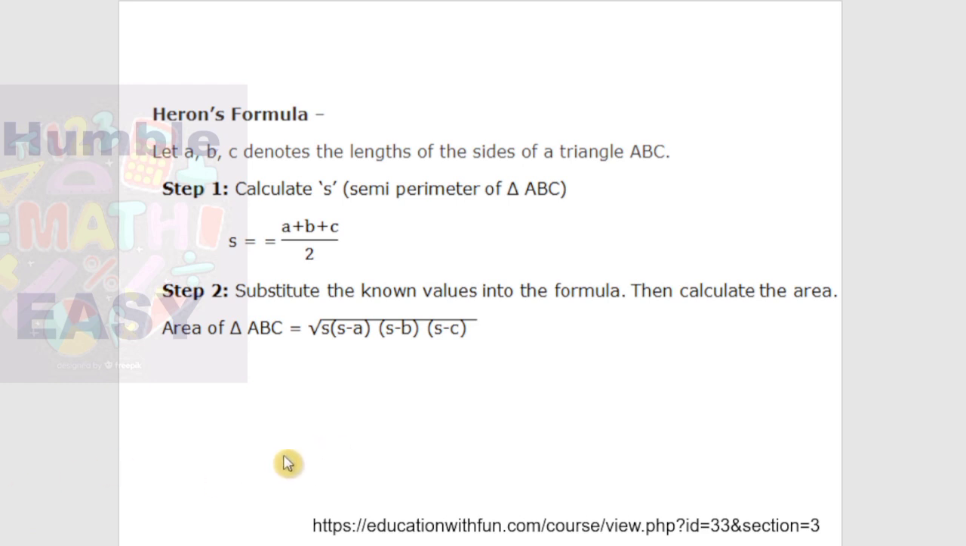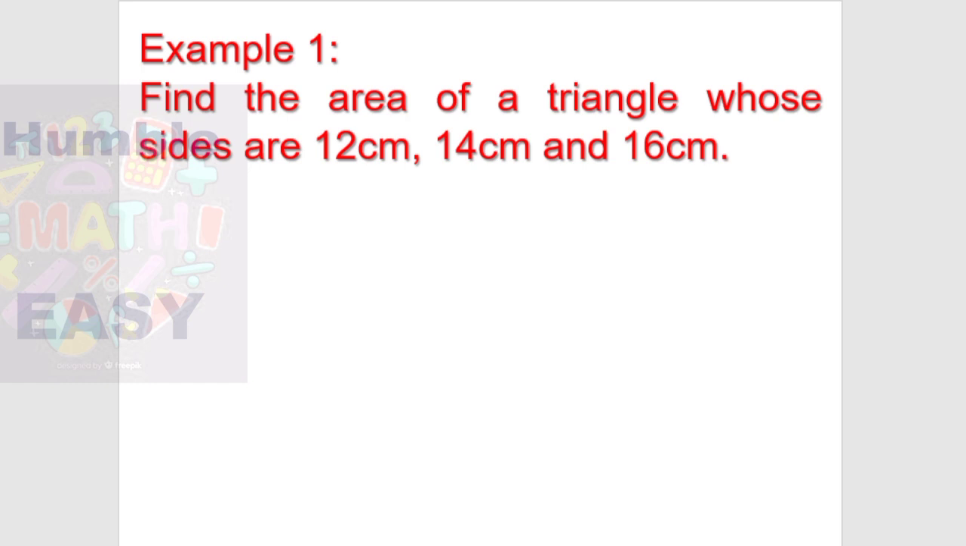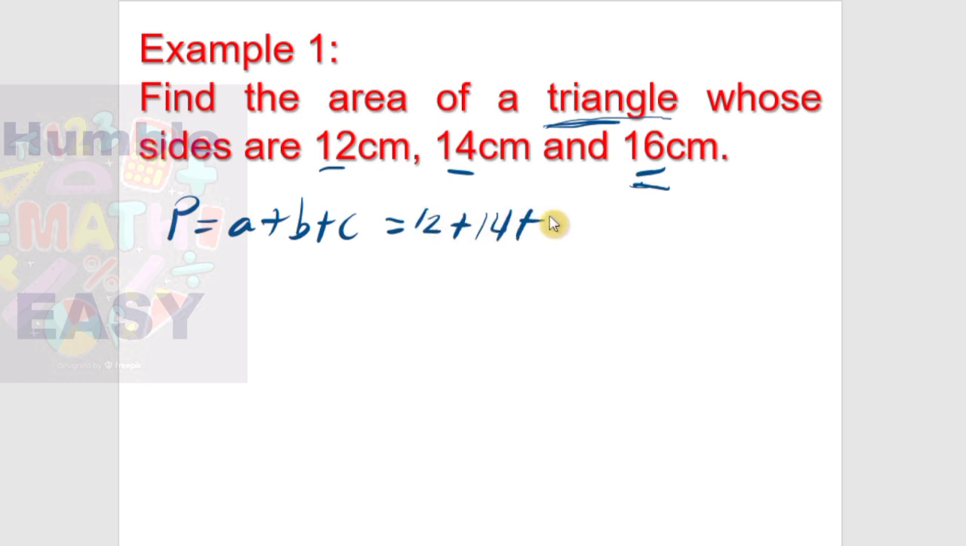For us to know more about this formula, we have a certain example. Find the area of a triangle. Take note that the given does not specify what kind of triangle, so it is not considered a right triangle, whose sides are 12, 14, and 16. We don't have any height at all. So we're going to get the perimeter, A plus B plus C, which is 12 plus 14 plus 16.